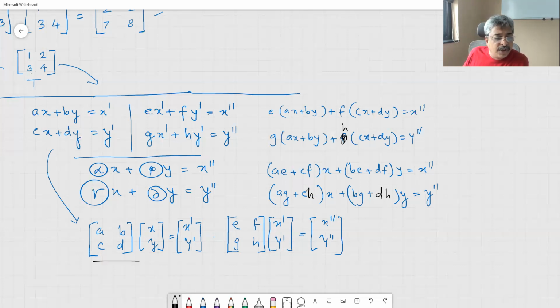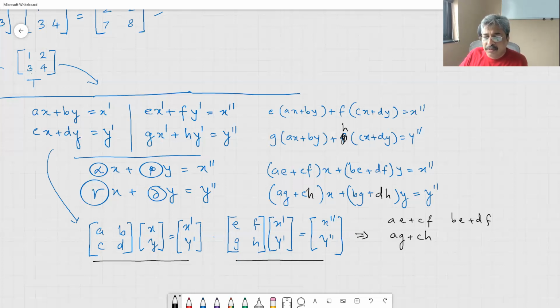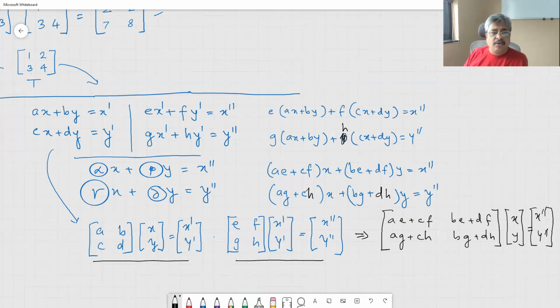So first equation was this. First system was this. Second system was this. And now what we have got eventually is AE plus CF, BE plus DF, AG plus CH, BG plus DH times x comma y is equal to x double dash comma y double dash. Okay. So what is this?